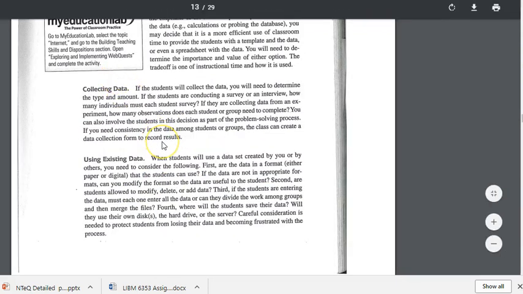So you might want to go back through the PDF looking at how to collect data, how to use existing data, and some of the different considerations that you need to think about.